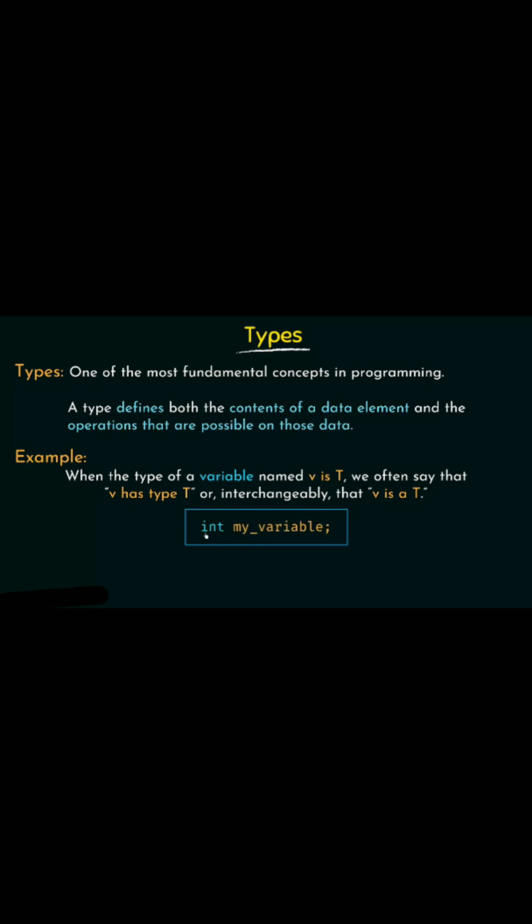So here let's take an example. I am declaring a variable here called my variable, and it is of the type integer. So int space name of the variable. So you can give any name to a variable, of course following the naming conventions. So here in this example, my variable is of type integer. So we can say that my variable has type integer, or we can just say that my variable is an integer. So that is the concept of type, and that is how you will specify and say about the types in C++ programming.